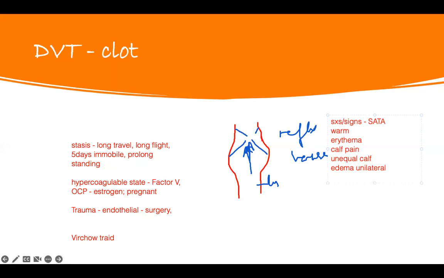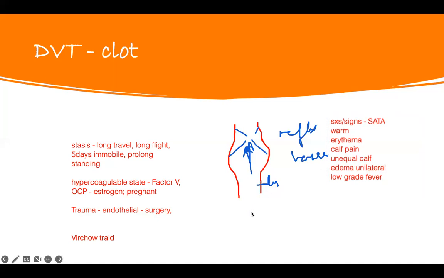So you only have one side, one calf bigger than the other, calf pain and the edema, and all these things are only on one side, okay? And then they can also have low-grade fever, so don't forget about it. So that's your SATA symptoms right away. If you see a question like that, somebody with DVT, calf pain after surgery, these are what you look for to make the diagnosis.